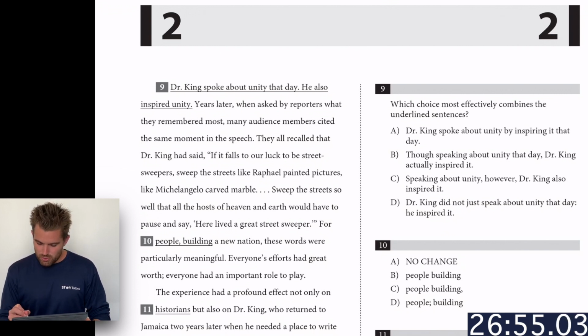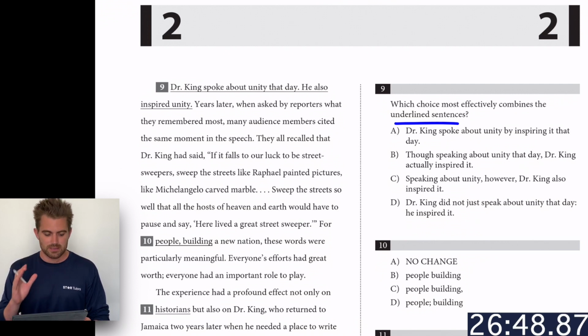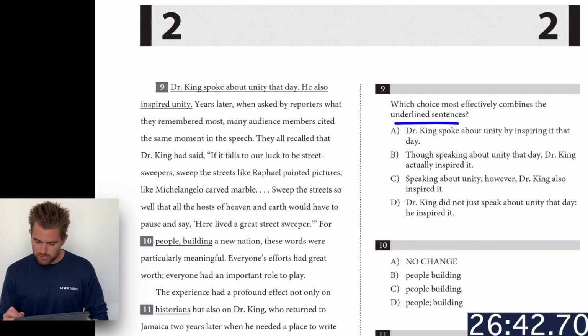Number 9, which choice most effectively combines the underlined sentences? Keep these simple, guys. These types of organization questions, keep them simple. Don't overthink these questions. Dr. King spoke about unity that day. He also inspired unity. Dr. King spoke about unity by inspiring it that day. No, you don't want to use this by inspiring. That's a passive voice thing. Through speaking about unity that day, Dr. King actually inspired it. That's definitely wrong.